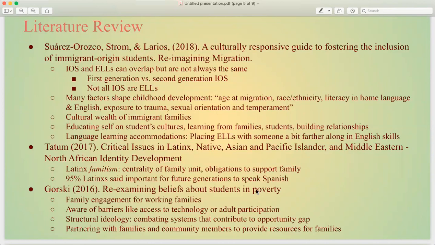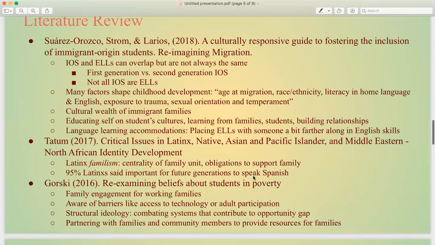My favorite part of this reading was the language learning accommodations. Specifically peer matching, where English language learners are placed with someone maybe a bit farther along in their English skills, but that shares the native language, and how that builds relationships, security, and also these skills in both the native and English language. A little bit from the Tatum reading was just more about the importance of family in Latinx communities, and the language, speaking Spanish as something that's really important to many Latinx individuals.